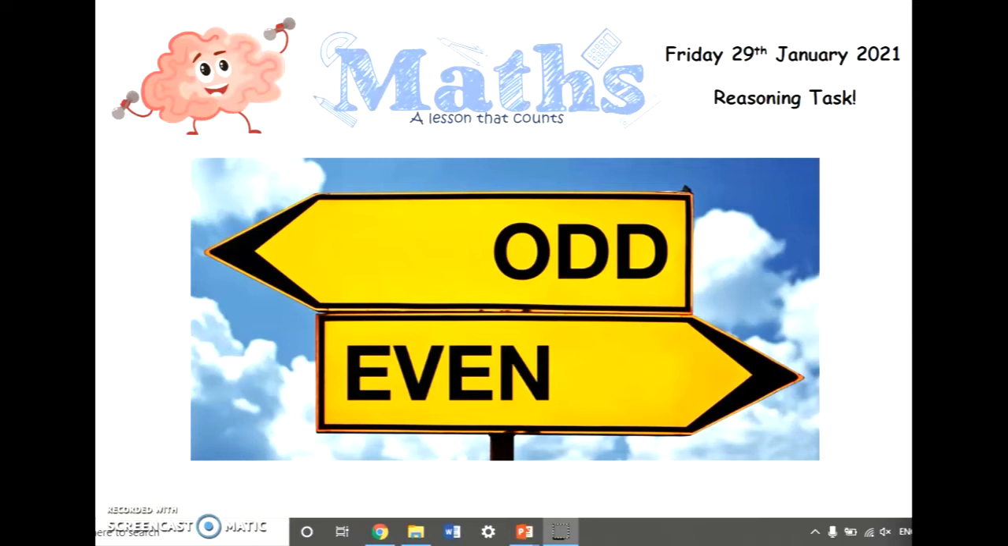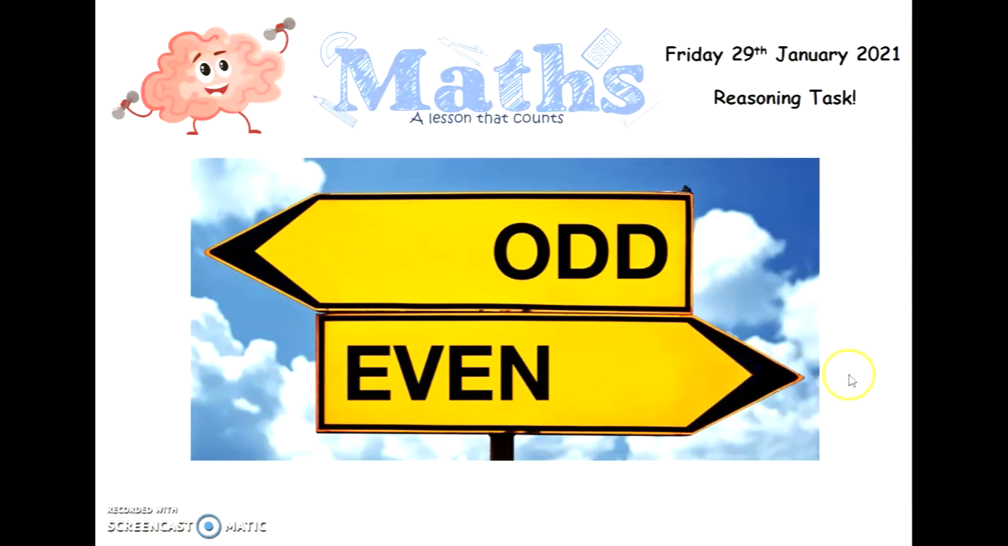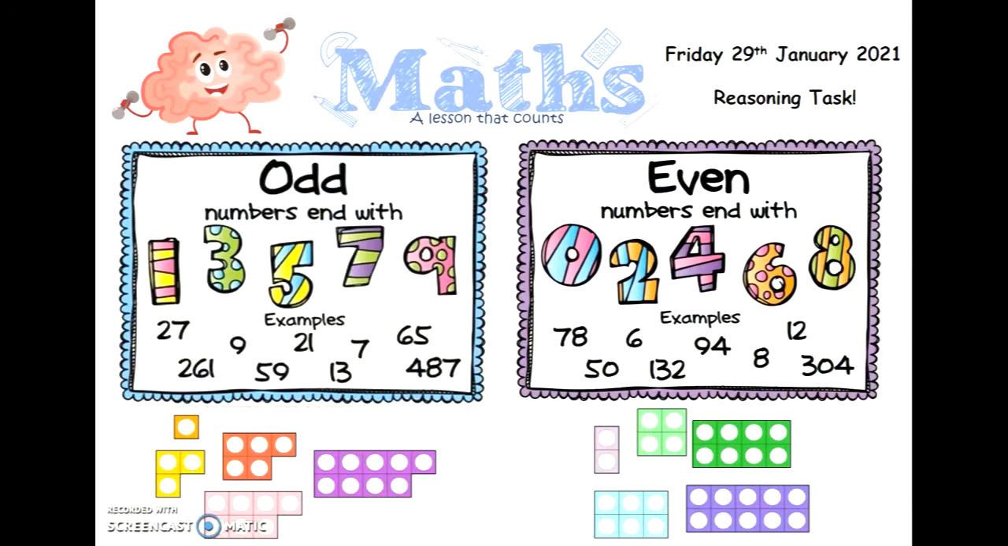Now, I know you know these words, okay, so just think for a second, what's an odd number? What's an even number? And hopefully you have said that an odd number is a number which ends with 1, 3, 5, 7 or 9. And there's some examples there. And an even number ends in 0, 2, 4, 6 and 8.